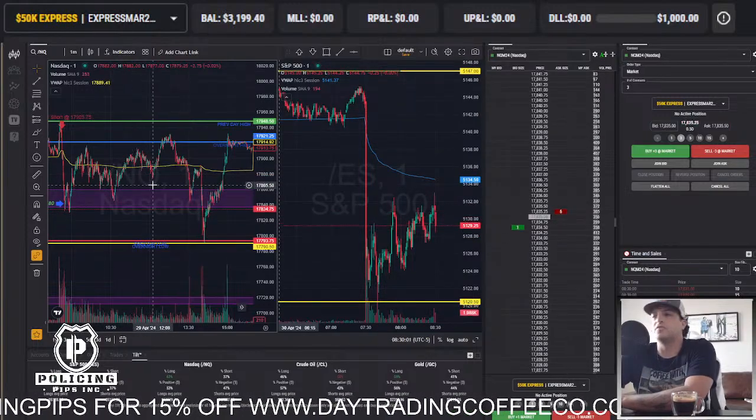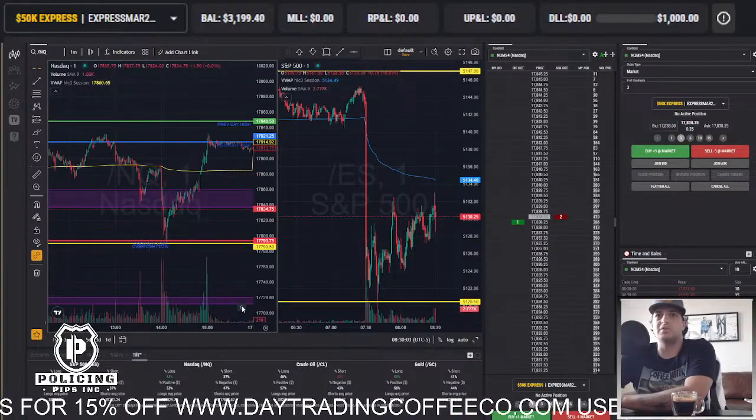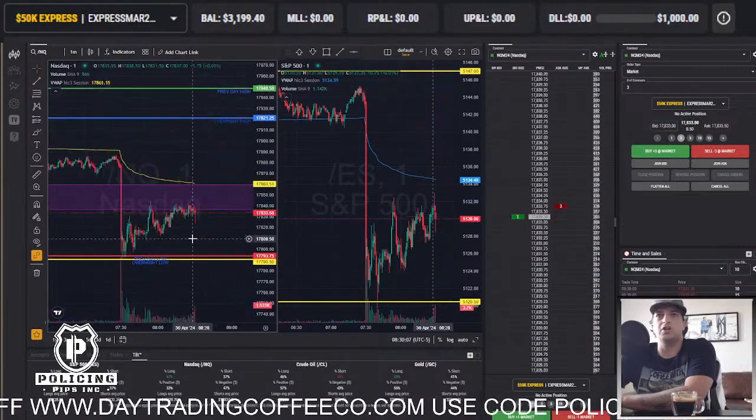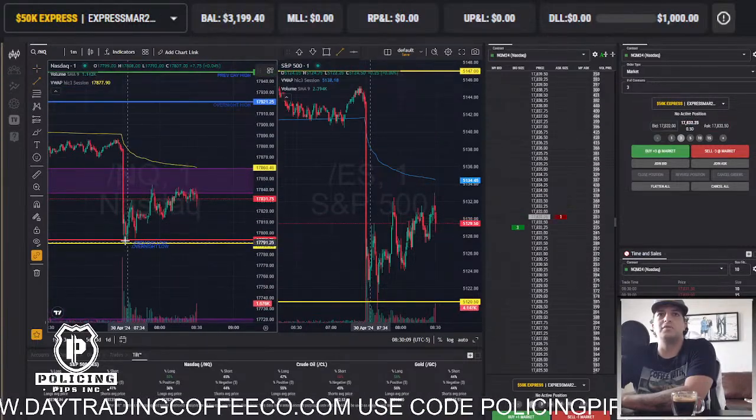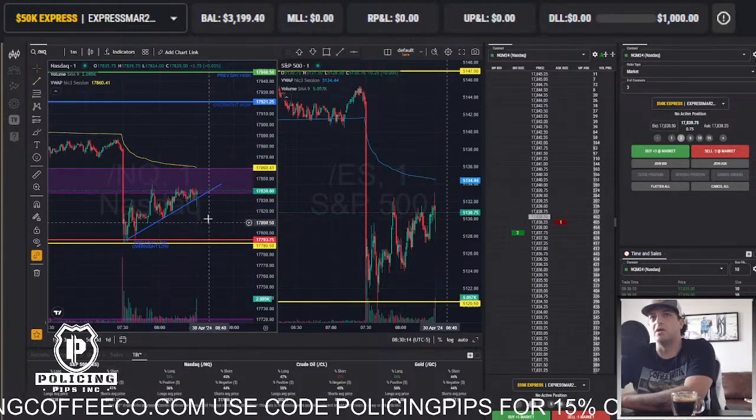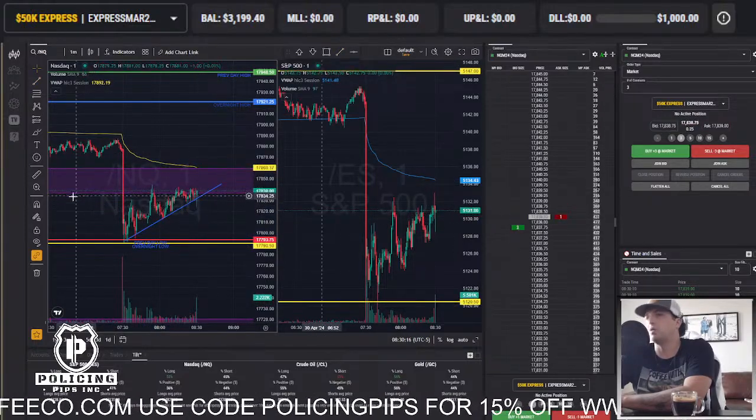So I'm kind of looking for a very similar price action today. Let's see what happens here now on the open. We're going to watch this opening range. We do have this bit of a trend line here that could crack and push us down into the lows, but that's not what I'm playing.